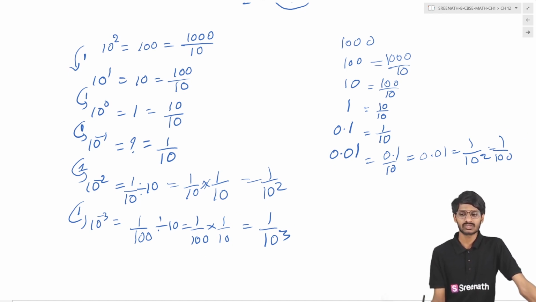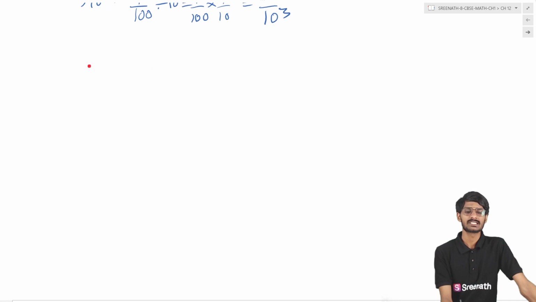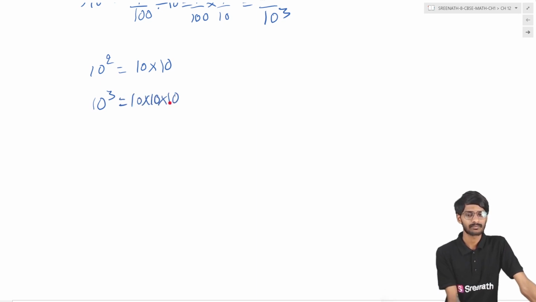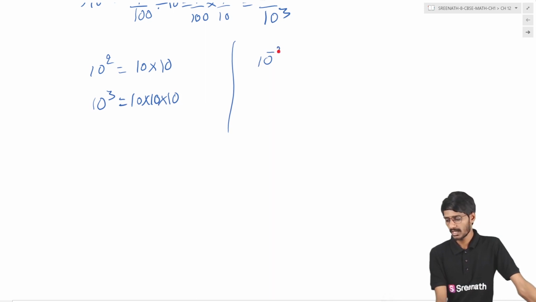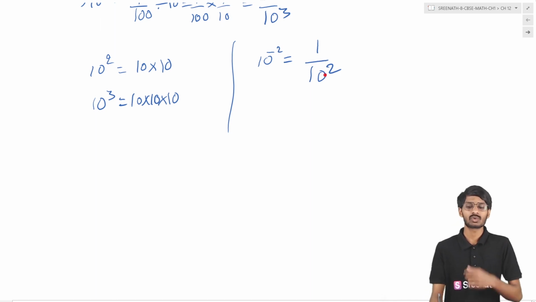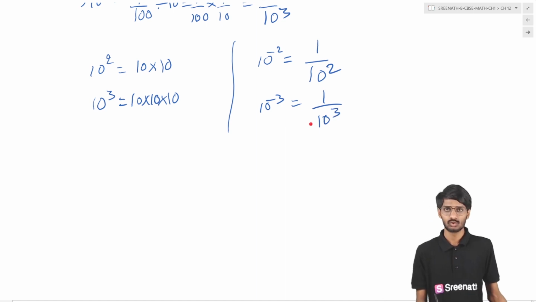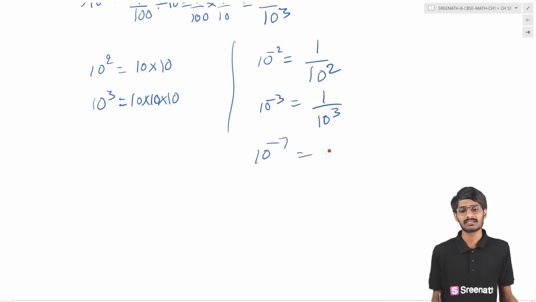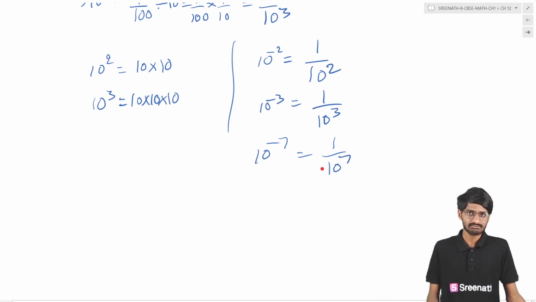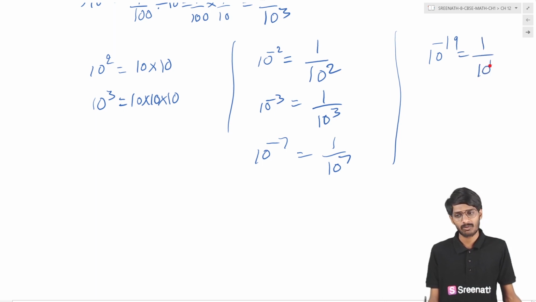So finally, one thing students, we have to remember is very simple. If there is 10 square, we write it as 10 into 10. If there is 10 cube, we write it as 10 into 10 into 10. If there is 10 power minus 2, we just write it as 1 divided by 10 square. That's it, students. For the minus, we write the reciprocal. If there is 10 power minus 3, we just write it as 1 by 10 cube. If there is 10 power minus 7, simply write it as 1 by 10 power 7. If there is 10 power minus 19, just write it as 1 by 10 power 19.